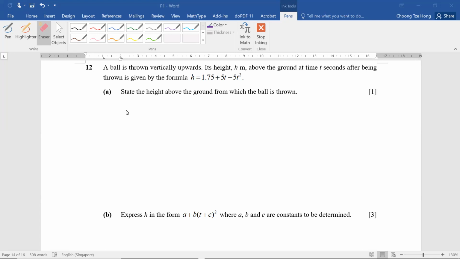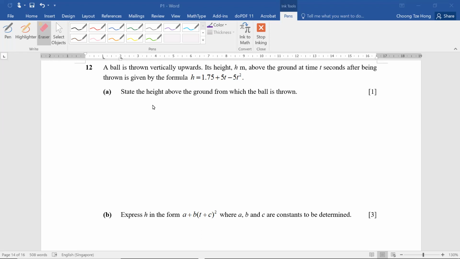A ball is thrown vertically upwards, so its height h meters above the ground at time t seconds after being thrown is given by the formula h equals 1.75 plus 5t minus 5t squared. As you can see, it's a quadratic equation. The highest degree of t is 2. State the height above the ground from which the ball is thrown.